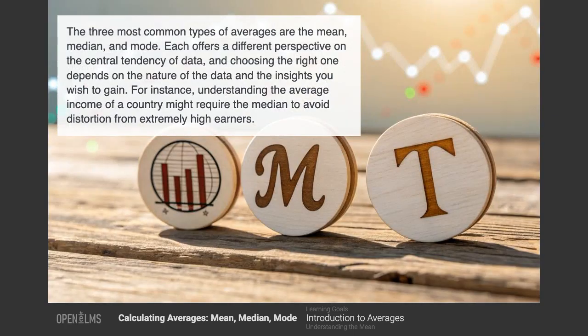The three most common types of averages are the mean, median, and mode. Each offers a different perspective on the central tendency of data, and choosing the right one depends on the nature of the data and the insights you wish to gain. For instance, understanding the average income of a country might require the median to avoid distortion from extremely high earners.